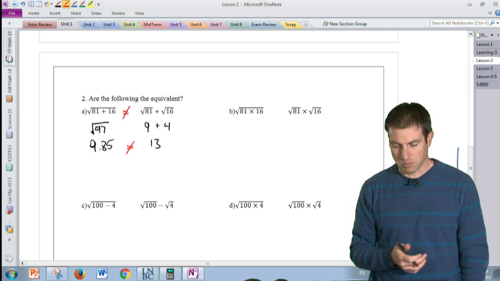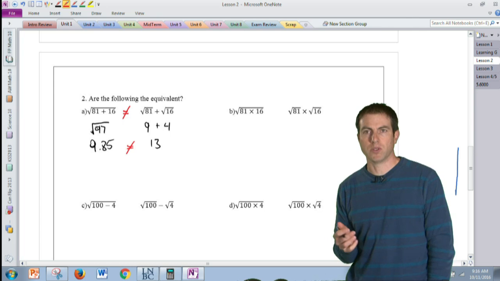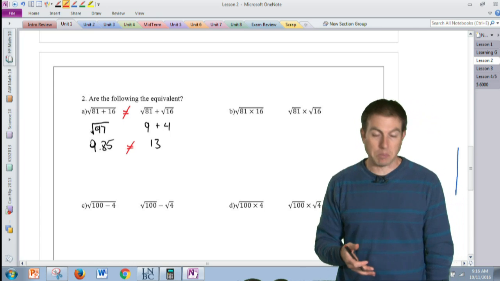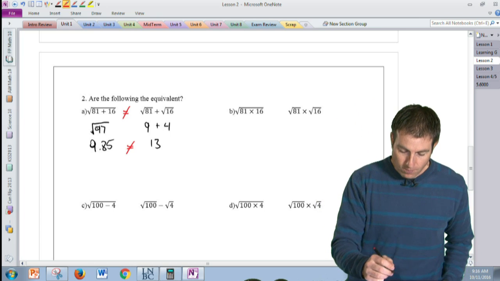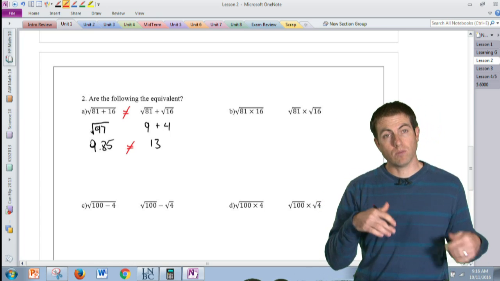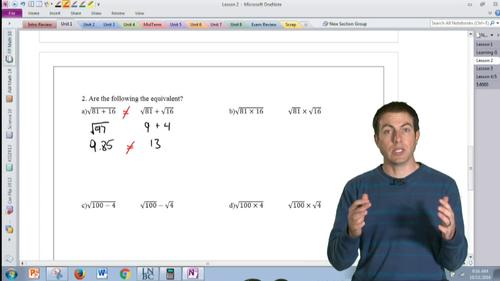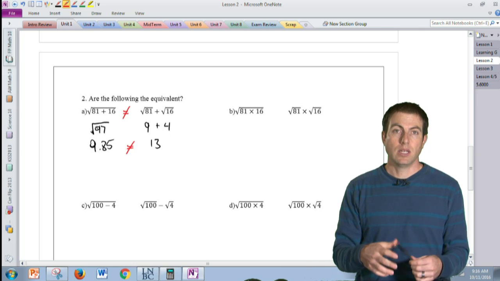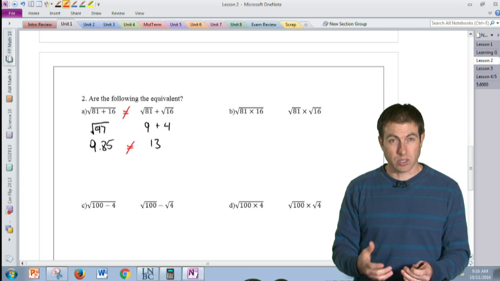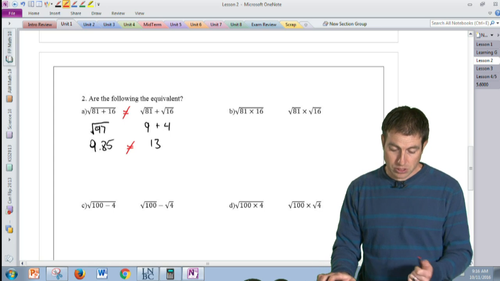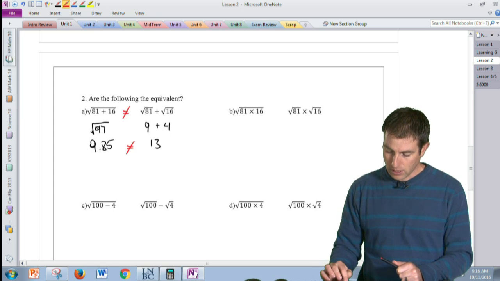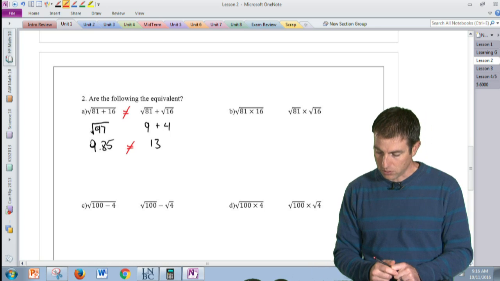Now, you're probably thinking, Mr. Borden, why does it even matter? What do I care? Well, let's look at B and then we'll see why it matters. Again, we have something under a radical, so we're going to treat it like it's in brackets. We're going to do the multiplication first, and then we'll do the radical second. The multiplication here is 81 times 16, and I don't know what that is, but I'll do it on my calculator.